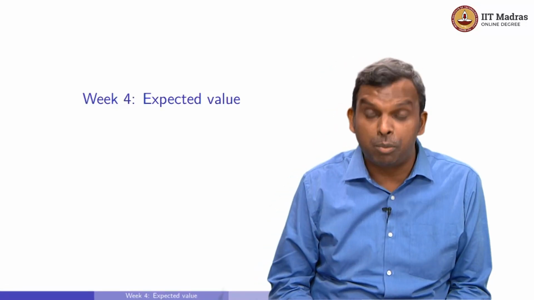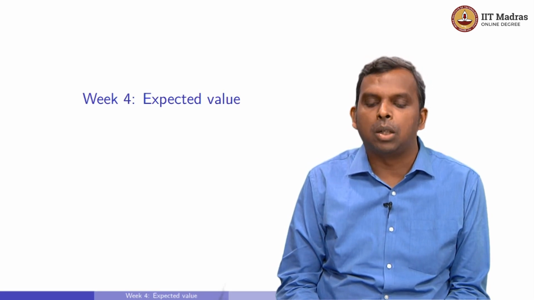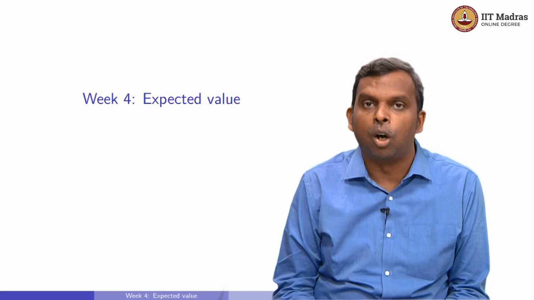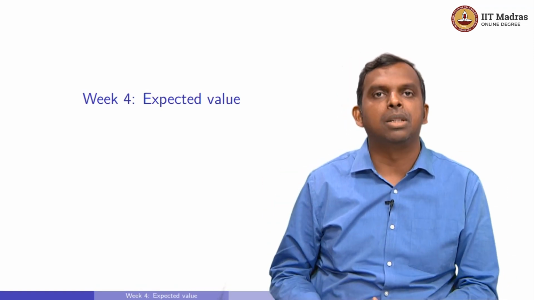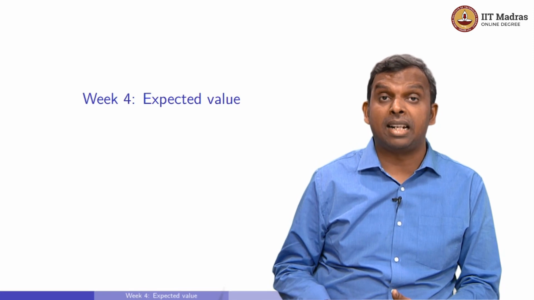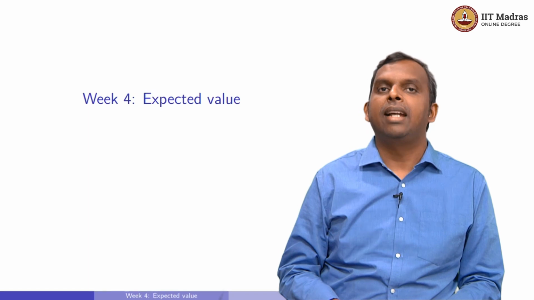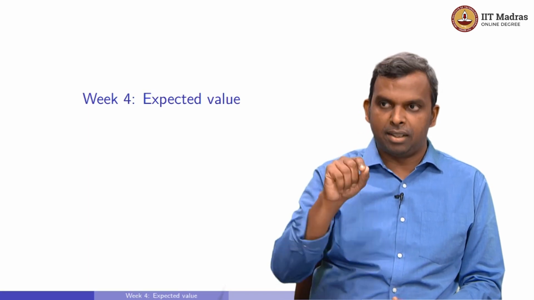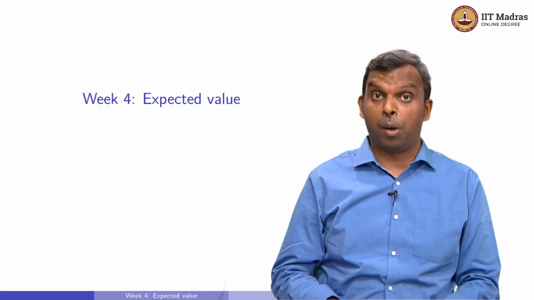Hello and welcome to week 4, and in week 4 we're going to start looking at what's called the expected value of a random variable. So far we've been looking at discrete random variables. We describe discrete random variables using the range of values it takes and the probability with which it takes each value in the range, the so-called PMF, the probability mass function.